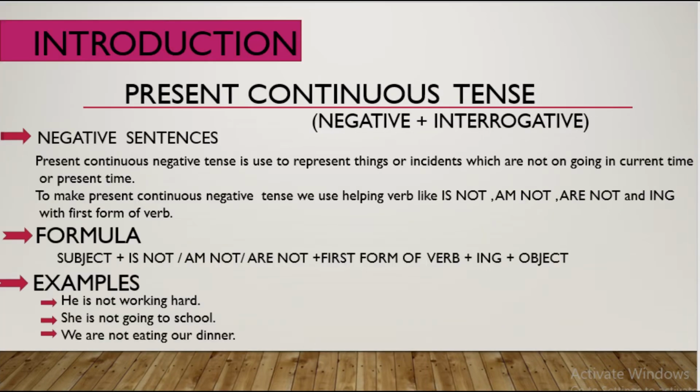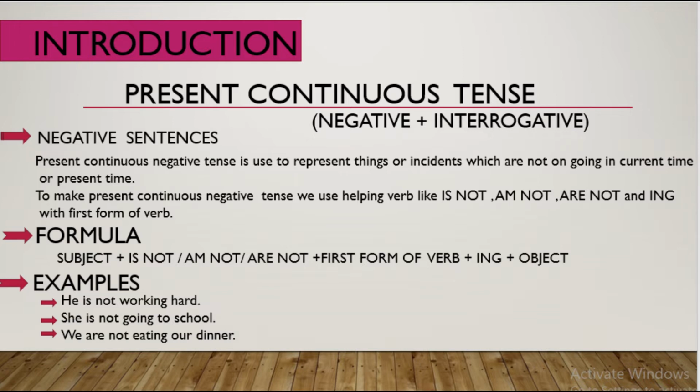So first of all, let's have a short intro of present continuous tense. Negative plus interrogative sentences. Negative sentences. Present continuous negative tense is used to represent things or incidents which are not ongoing in current time or present time. To make present continuous negative tense, we use helping verb like is not, am not, are not, and ing with first form of verb.